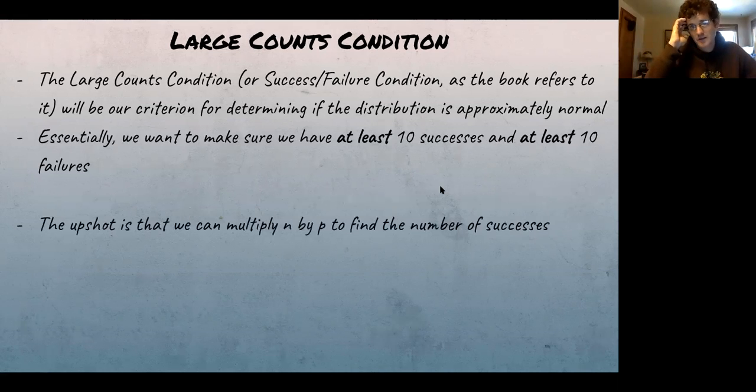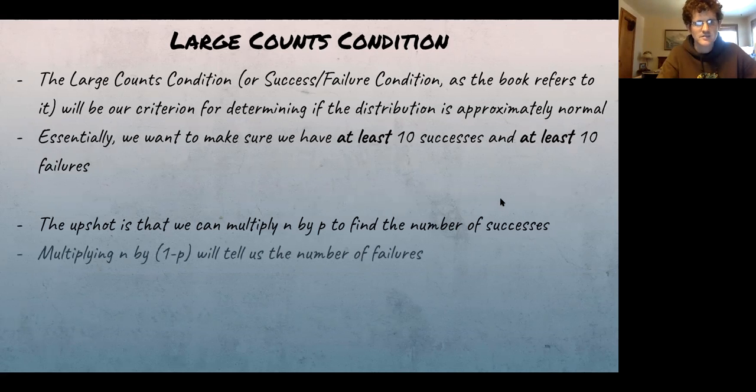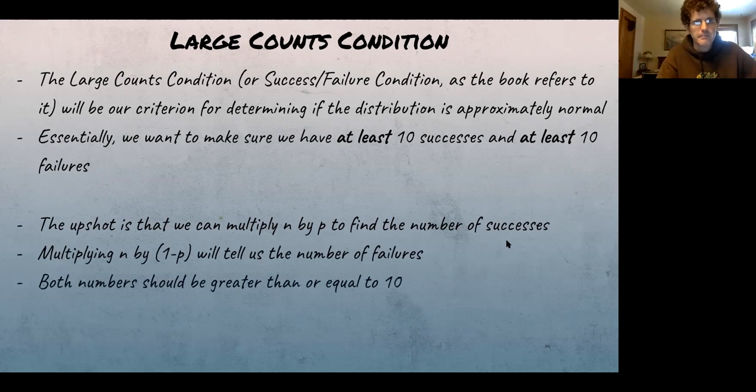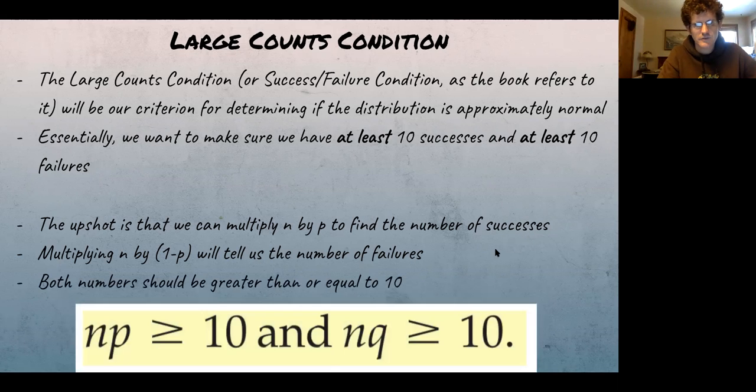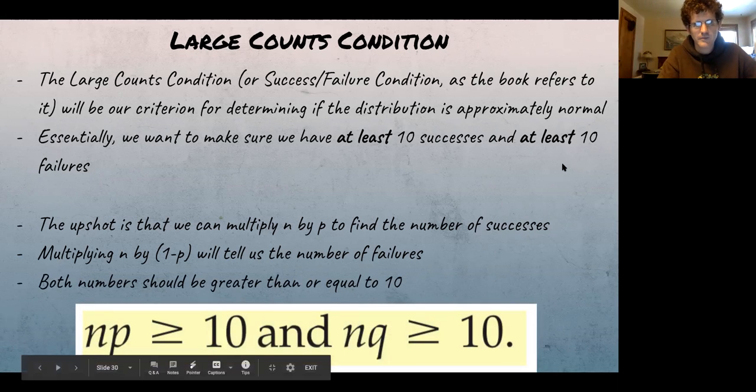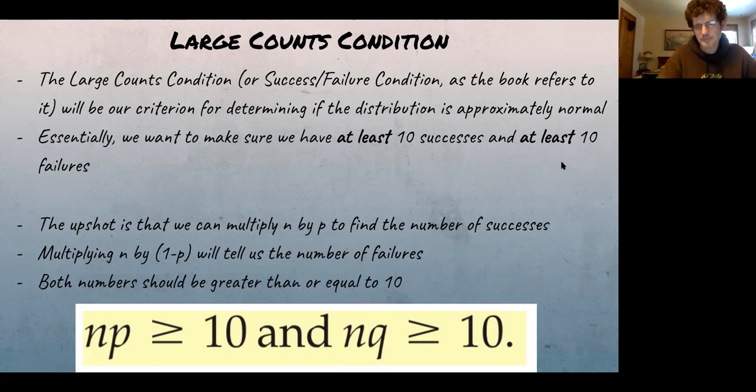And yeah, the main takeaway is that we can just multiply our number of trials by the probability of success to find the expected number of successes. And multiplying n by 1 minus p will tell us the expected number of failures. And both of these numbers should be greater than or equal to 10. So there it is. This is straight from the book. And remember, q means failure. So this is the large counts condition.